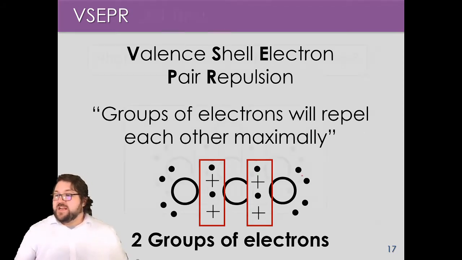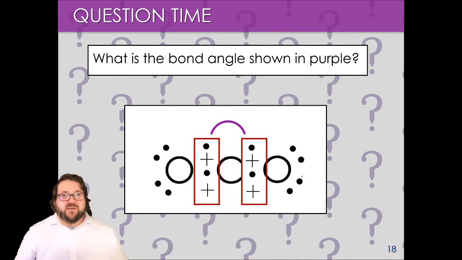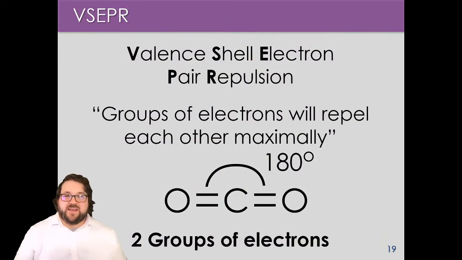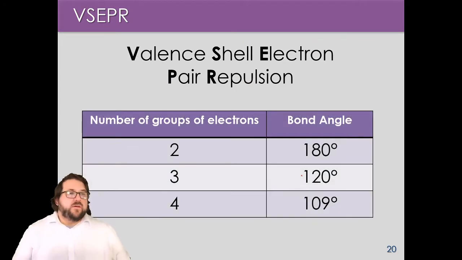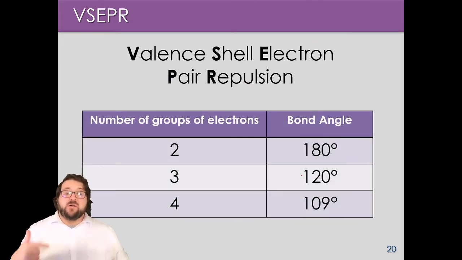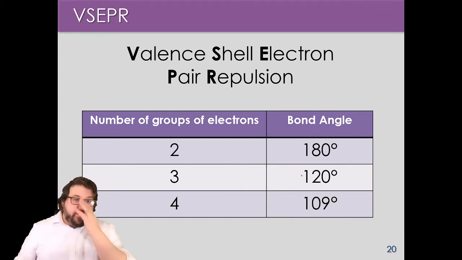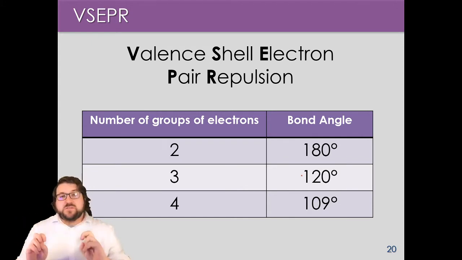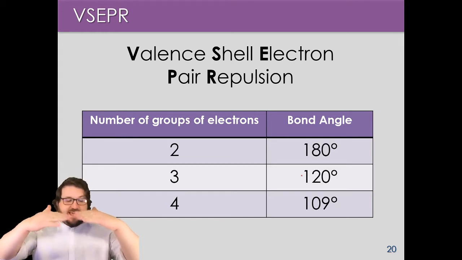So that was the question I was about to ask you. What's the bond angle? If they're repelled as much as possible, it must be 180 degrees. And there it is. So what are the sizes of the other ones? How many groups can you have? Well, for the main group non-metals, the most is 4. So 4 separate bonds or 3 bonds and a lone pair or whatever. So if you only have 2 groups of electrons, your angle is 180.